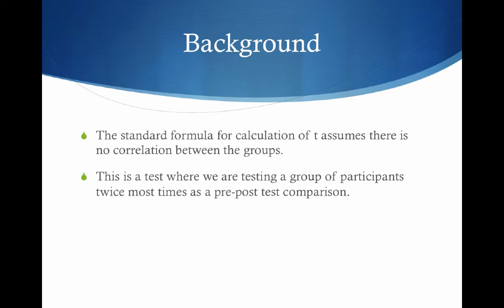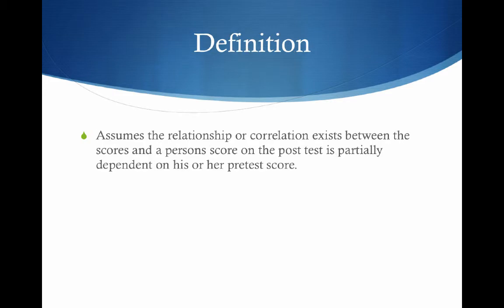There's no standard formulation for the calculation of t, and it assumes there's no correlation between the groups. So in this one, we will be reverting back to correlation for a significance level to see if it's actually correlated or not. This is a t-test where we're testing groups of participants twice, in a pre and post test comparison. The definition of this assumes a relationship or correlation exists between the scores, and a person's score on a post test is partially dependent on his or her pre-test score.